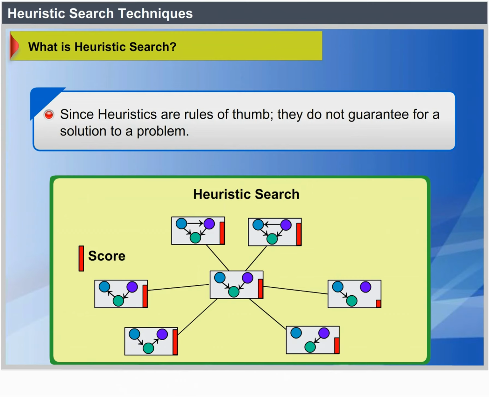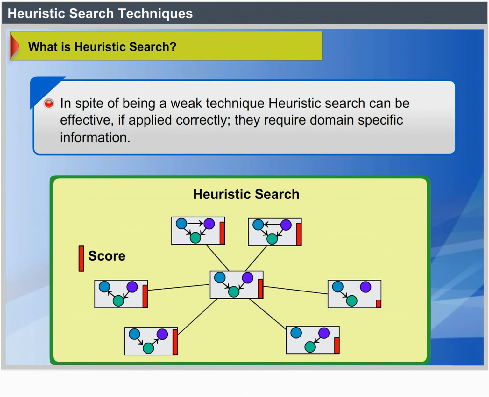In spite of being a weak technique, heuristic search can be effective if applied correctly. They require domain-specific information.